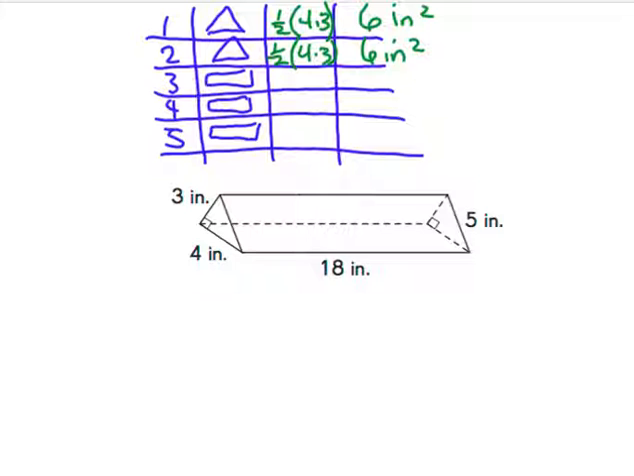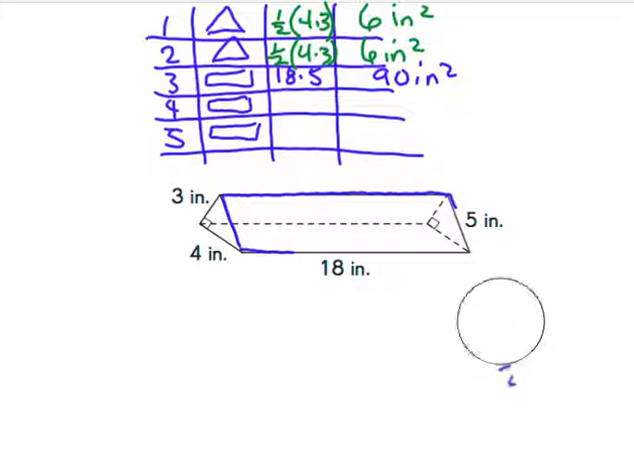So now I'm looking at, I can use the 5 for this part. So now I'm looking at this very front rectangle, and it has a length of 18 and a width of 5. So this is an 18 by 5 rectangle. 18 times 5 is 90 inches squared.